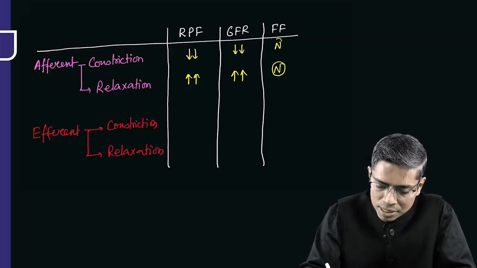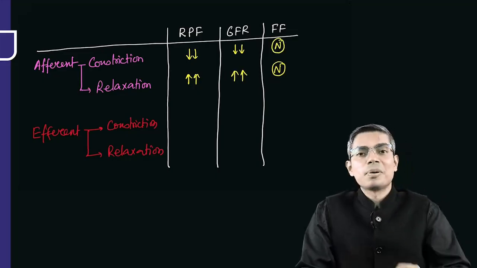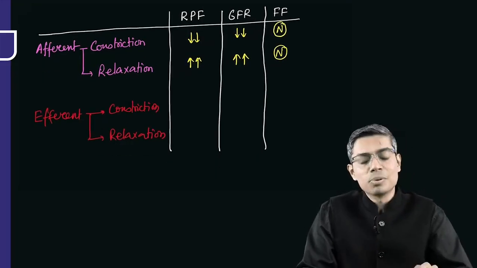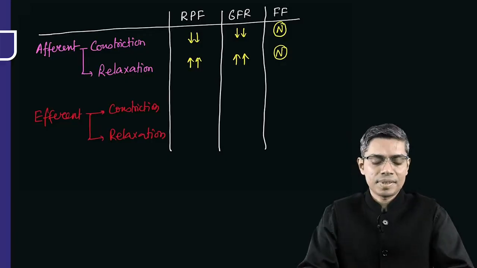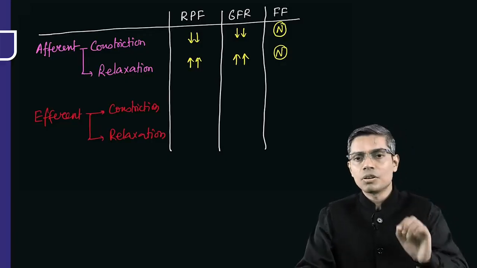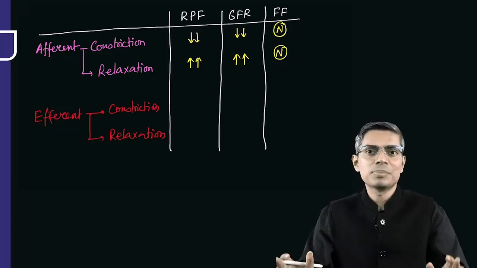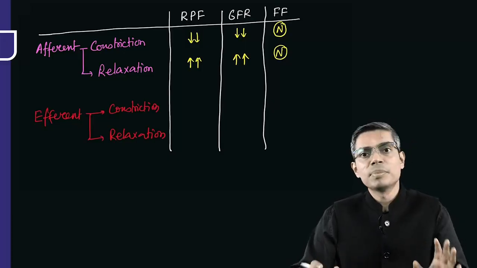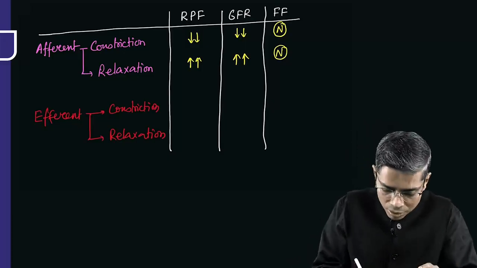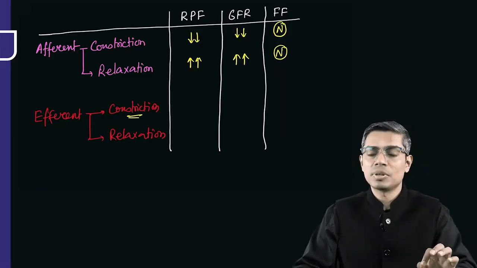It will remain normal in both the cases. Okay. Now, the main problem arises whenever you are looking at efferent arteriole constriction. So, with efferent arteriole constriction, what is going to happen at the level of renal plasma flow and GFR? I know you know something about this, but look at the concept, how you are going to remember this. Efferent arteriole constriction, renal plasma flow will be reduced, but why?